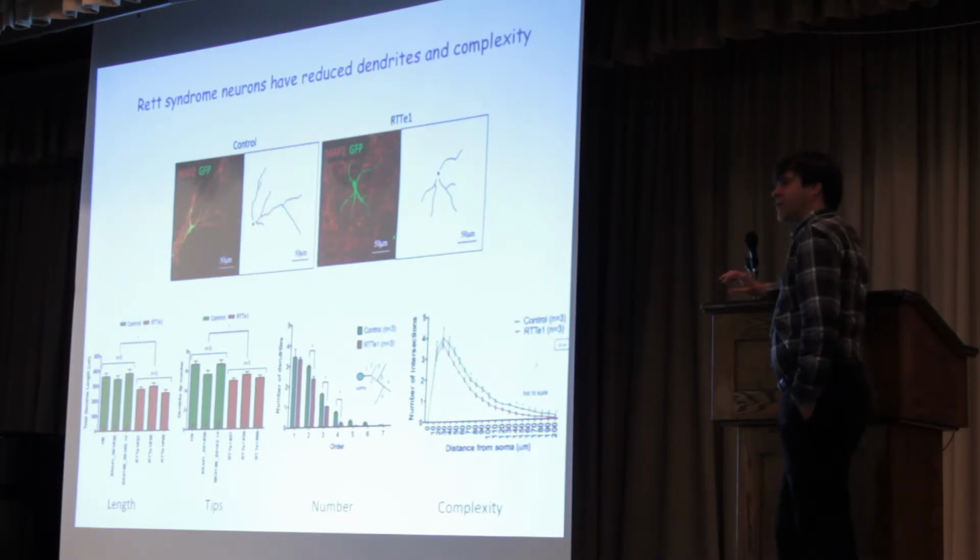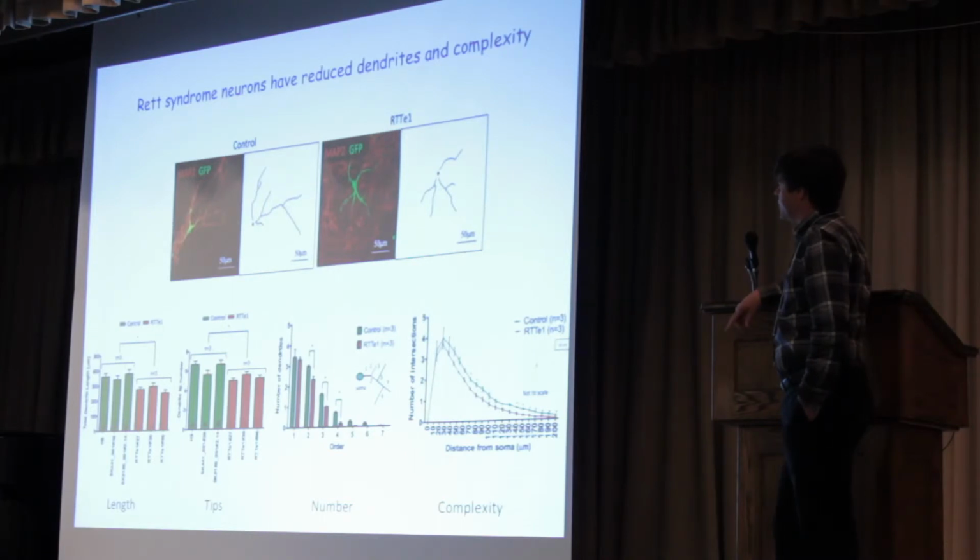It's being marked with a green fluorescent protein gene. So that one neuron is in green, and other neurons are stained with MAP2 behind it. And then you can trace out the length of these dendrites and their complexity. And that's compared to the Rett syndrome neuron on the right-hand side.